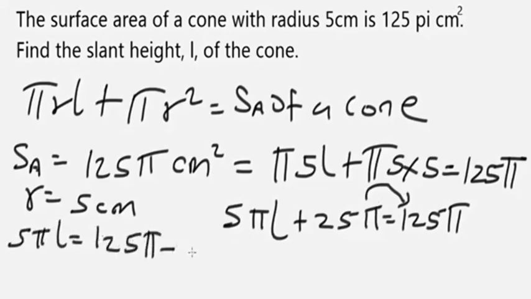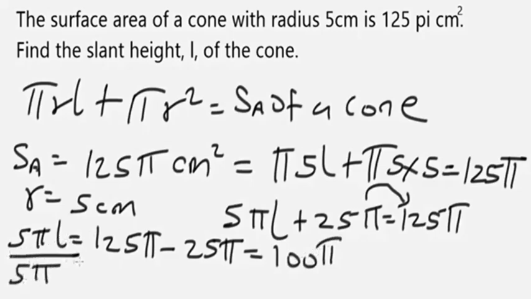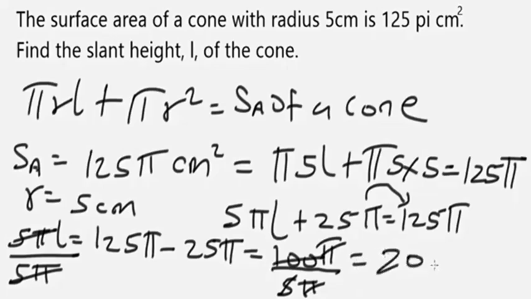125 pi minus 25 pi. Alright, 125 pi minus 25 pi will give us 100 pi. Now, to make L the subject of the formula, divide both sides by 5 pi. So this 5 pi cancels this 5 pi, this pi cancels this pi. So 100 divided by 5 gives us what? 20. That will be the length. 20 cm. Okay, that will be the slant height. It's as simple as that, guys.